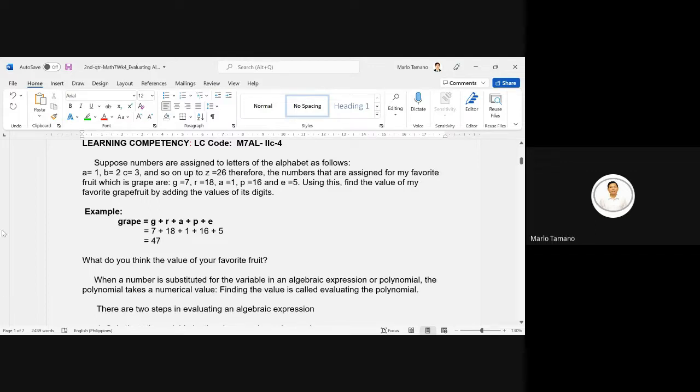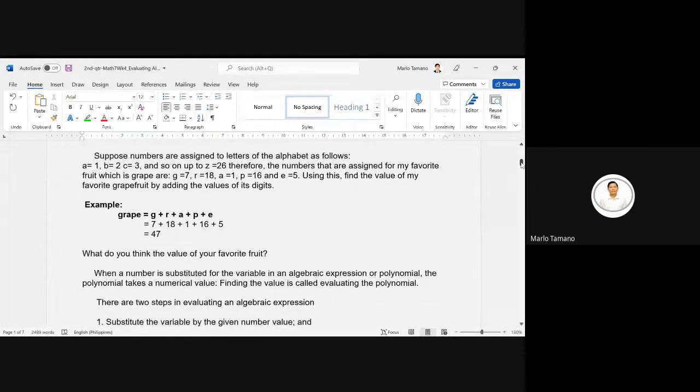Okay po? Example, from the word grape, G is 7 plus R is 18 plus A is 1 plus P is 16 plus E is 5. If you're going to add all of these, 7 plus 18 plus 1 plus 16 plus 5 is 47. Is it correct? Opo. Now, my question is, what do you think the value of your favorite fruit? So, ganun lang po yung ating gagawin ngayon pag-evaluate.